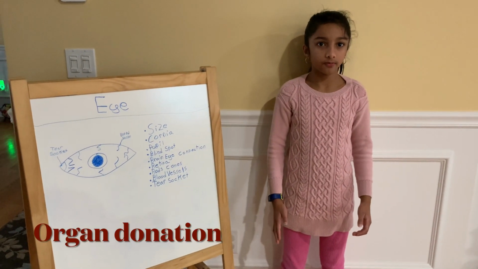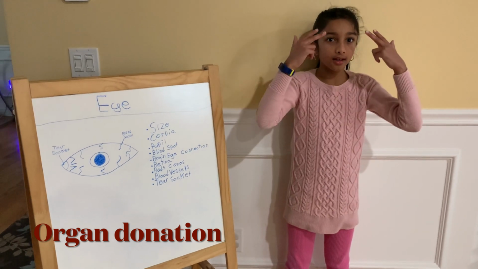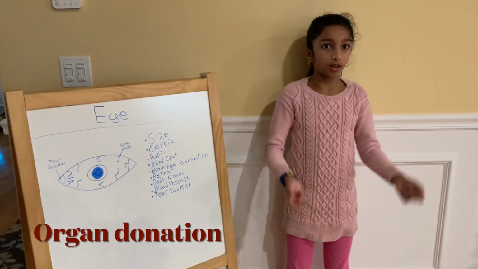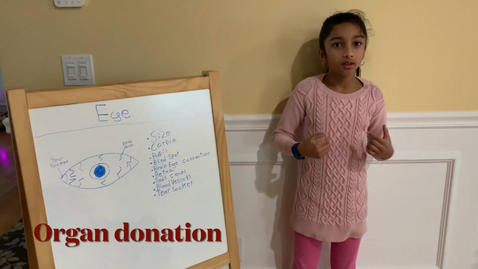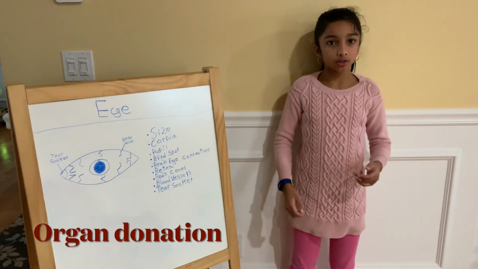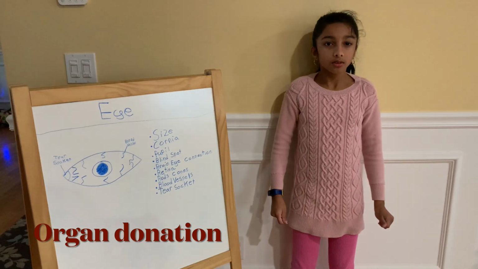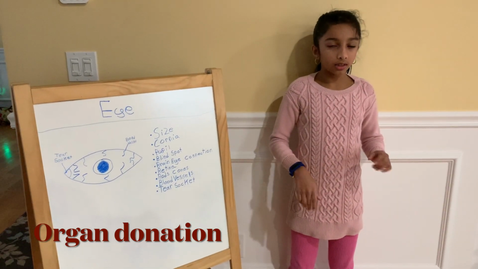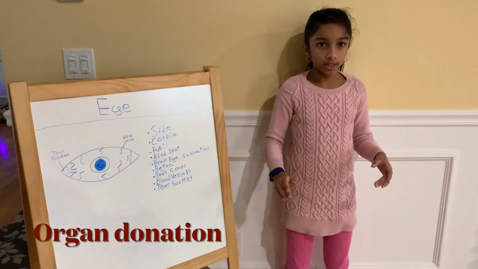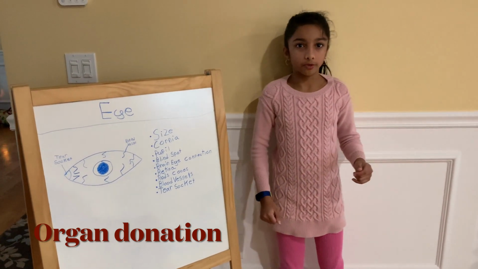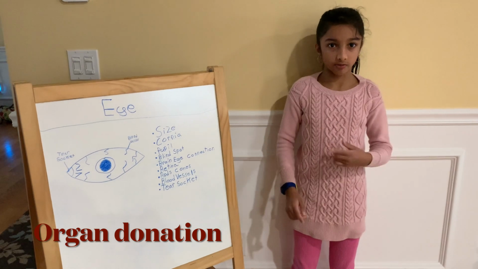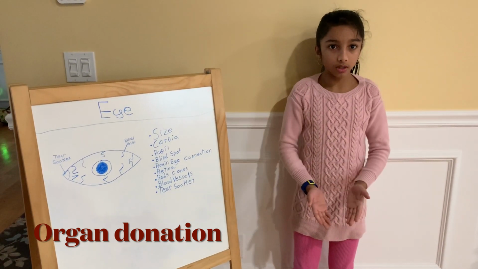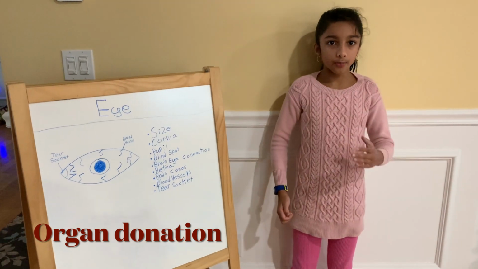Organ donation. We can donate our eyes and almost every part of our body. We can donate our eyes, our lungs, our heart, and also our kidneys after we die. If we sign a form saying that doctors can take our body parts after we die, then after a few hours, those body parts will die.